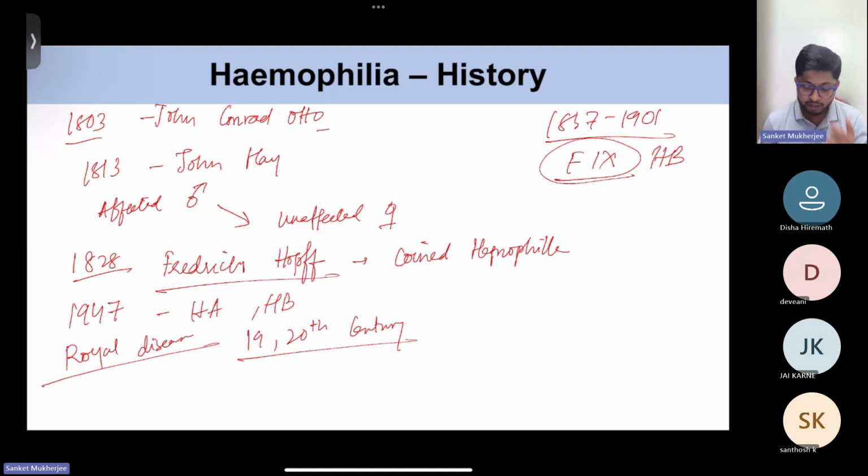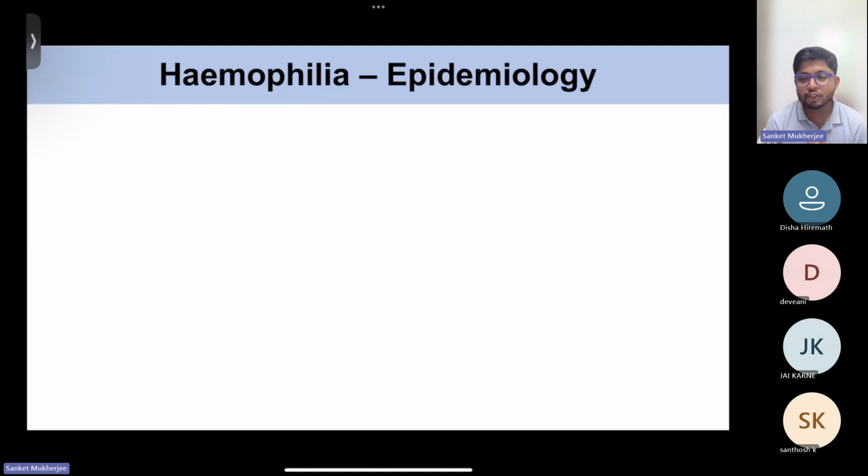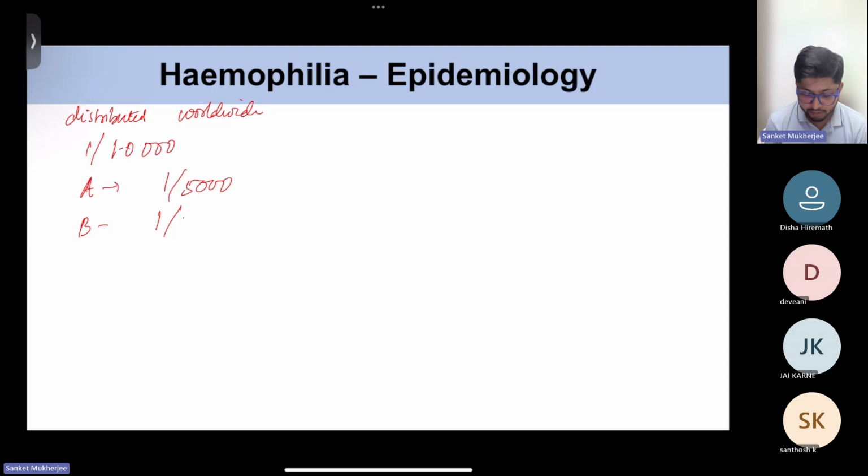So if we talk about the epidemiology, it's distributed worldwide equally. The frequency of this is 1 in 10,000. If we talk about hemophilia A, it is 1 in 5,000. For hemophilia B, it is 1 in 30,000. And for hemophilia C, it happens in 1 in 1 lakh live births, right?